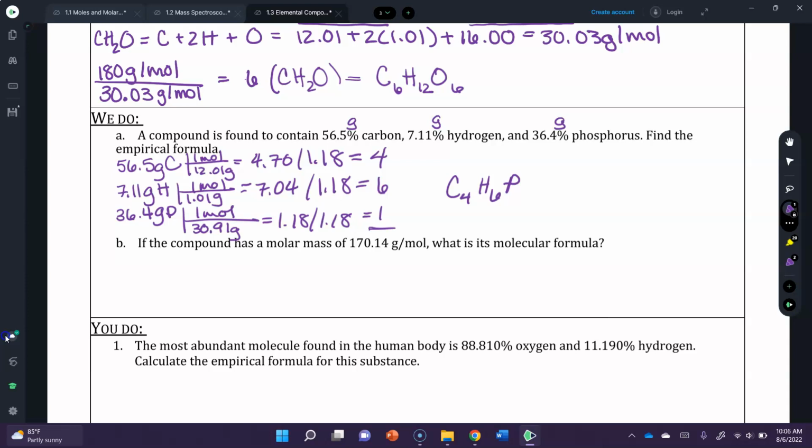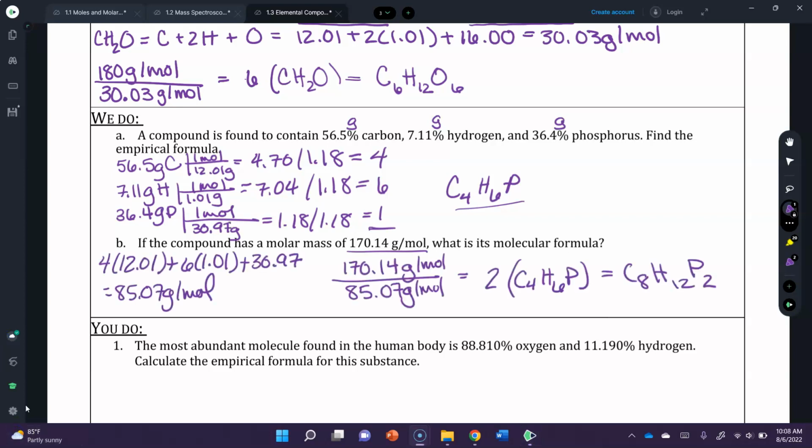Okay, so now using this, if the compound has a molar mass of 170.14 grams per mole, what is its molecular formula? I want you guys to pause the video and calculate this. The first thing you should do is calculate the molar mass of your empirical formula. Use the example prior and the steps in your notes to do this.